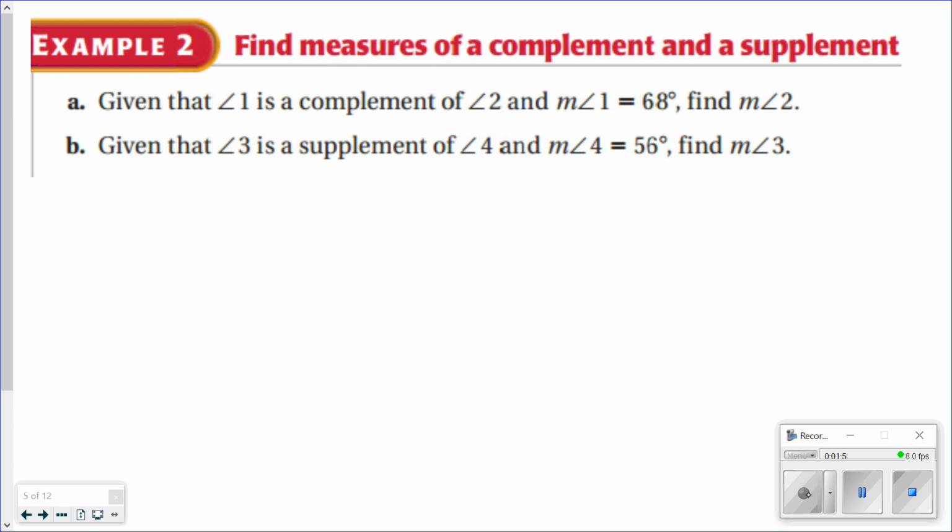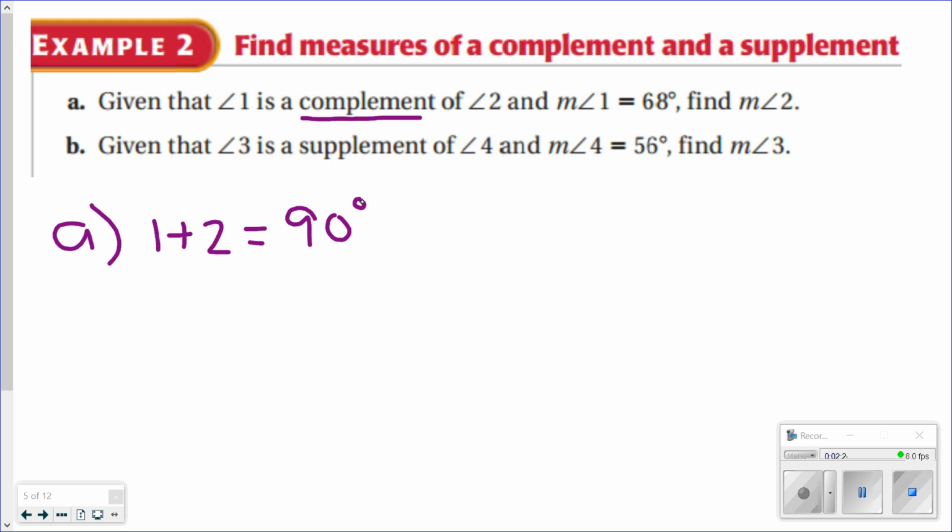Find the measure of complementary and supplementary angles. A, we're given that angle 1 is a complement of angle 2, and the measure of angle 1 is equal to 68 degrees. Find the measure of angle 2. All right, so A, we know that angle 1 plus angle 2 has to equal what? Well, they're complementary, so they have to equal 90 degrees.